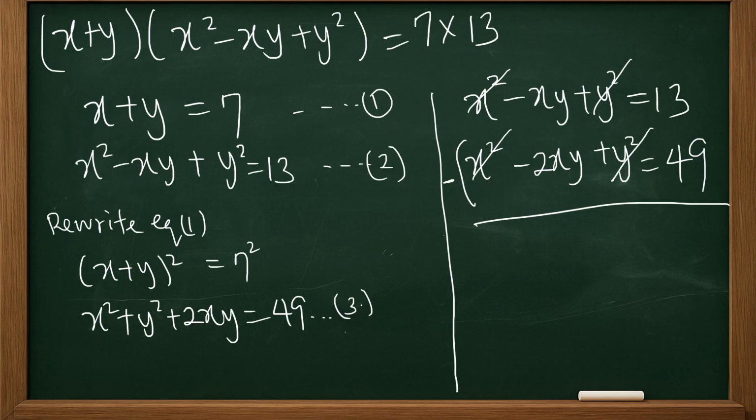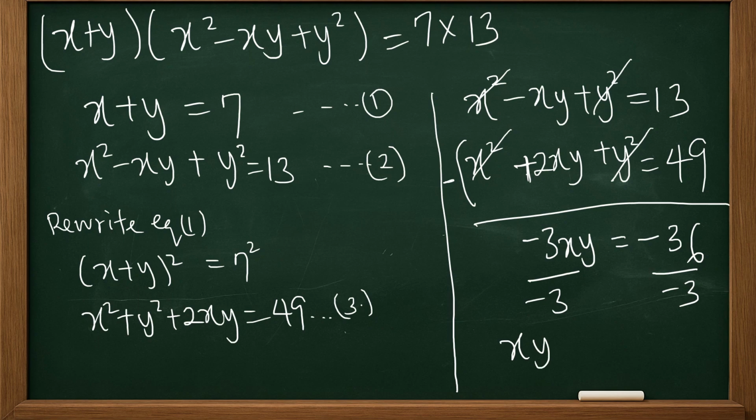This should be positive. So here we have negative xy. Negative times positive is going to be negative. So here we have negative 3xy equals to negative 36. So dividing both sides by negative 3, we have xy to be equals to 12.